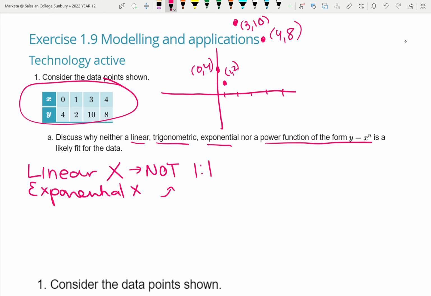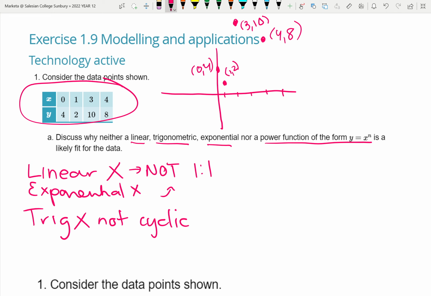Trigonometric function, I mean, it would probably be the best of the 3 so far, but I'd say it's not really, because it's not cyclic. It just sort of has 4 points, and it's not repetitive. So trig, I'd say no, because it's not cyclic. It doesn't oscillate. What's next? Exponential. Well, we've already covered exponential.